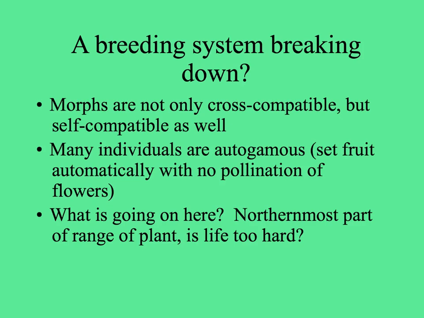But what's interesting about Guettarda scabra is the morphs are not only cross-compatible, but self-pollinations also produce seed. In fact, certain individuals set fruit with no pollination at all. So we're trying to figure out what's going on here. It might be that this is the northernmost part of the range, and the breeding system is breaking down, or maybe life is too hard, although my observations so far have shown no shortage of hawk moth and butterfly pollinators.